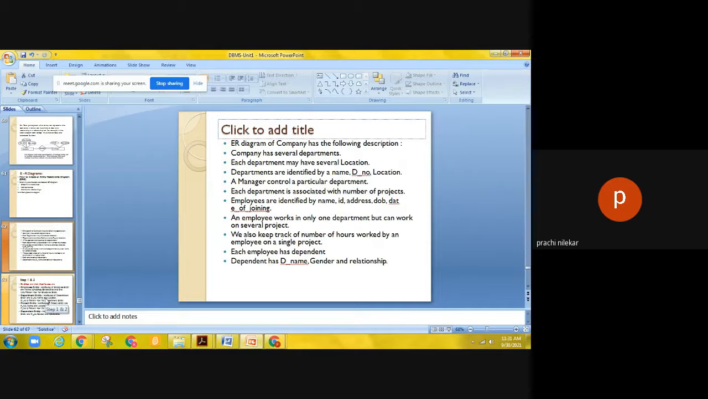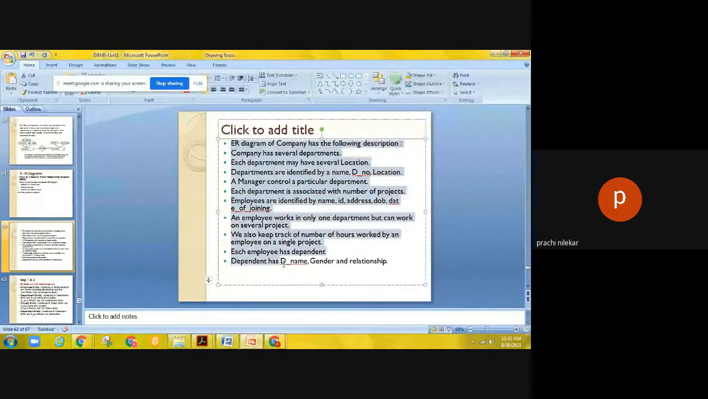Okay, we are designing the ER diagram for our proposed company. For that, the customer gives us a requirement statement. According to that, we first of all have to design the ER diagram. The statement list is over here only.